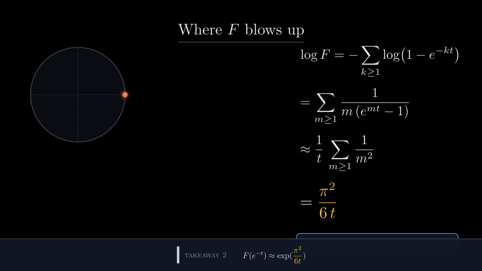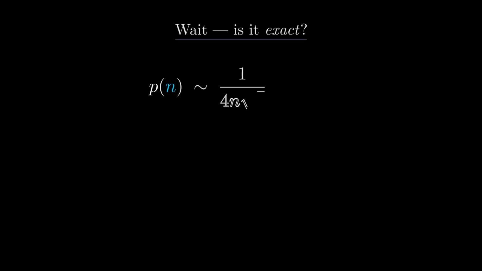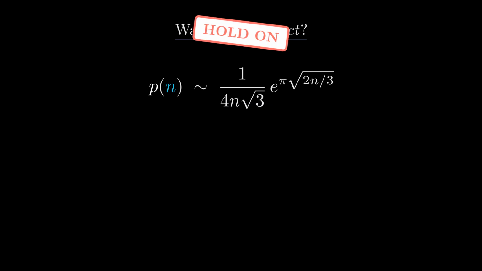Now hold on. Let's play devil's advocate. We have a formula for p of n. So we just plug in n and we're done, right? Not so fast. Look at that little squiggle. It does not say equals. It says asymptotic to. The two sides only get close, in a relative sense, as n runs off to infinity.